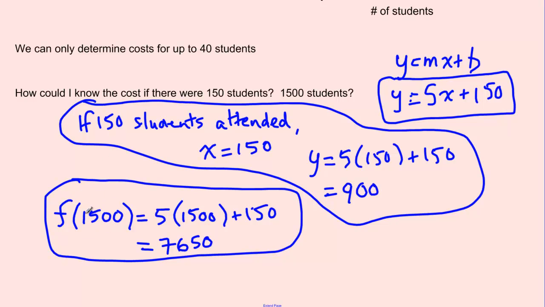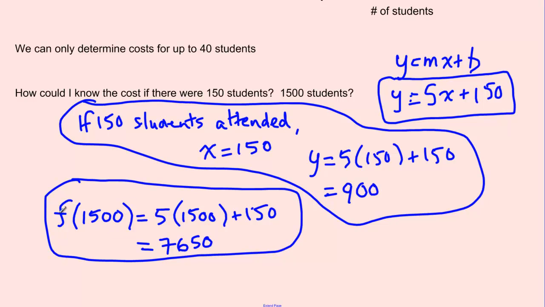If we have this notation, now we don't need to write a sentence to explain what we want to say. And it's pretty obvious to everyone who knows how to read function notation. Oh, he's trying to figure out what the function is when the x value is 1,500. So that's function notation in a nutshell.